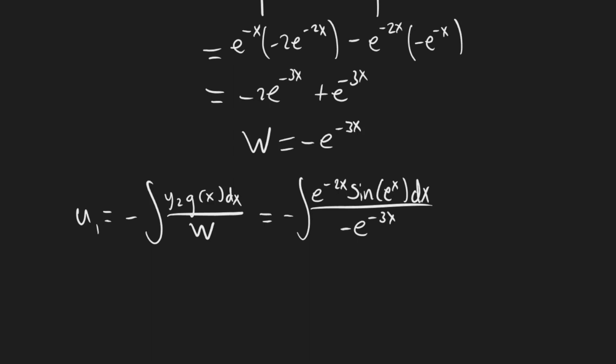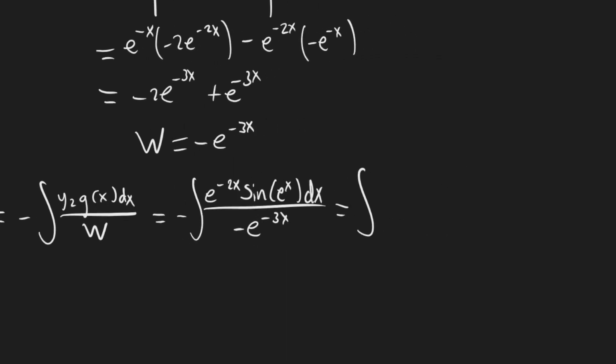First of all, we have an e to the -2x in the numerator and an e to the -3x in the denominator, so there's going to be some sort of cancellation here. This negative is going to cancel with this negative. We're going to be left with the integral of e to the -2x times e to the 3x, because the sign on the exponent flips if you bring something from the denominator to the numerator. And this is still times sine of e to the x dx.